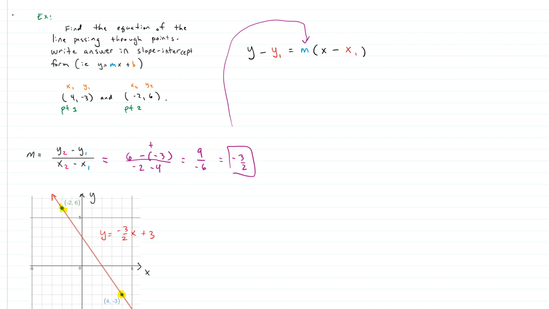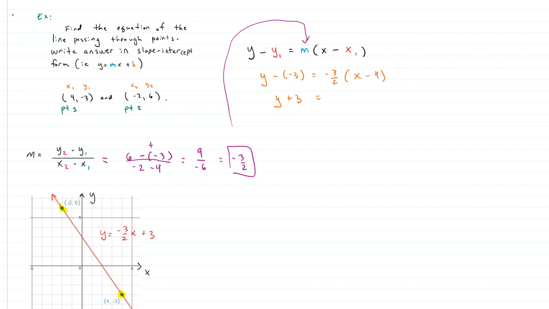So here we go. y minus y1. We're picking point 1 again. So y1 is -3. And then our slope is -3/2. And we have x minus x1, which is 4. y minus -3 gives us y plus 3.